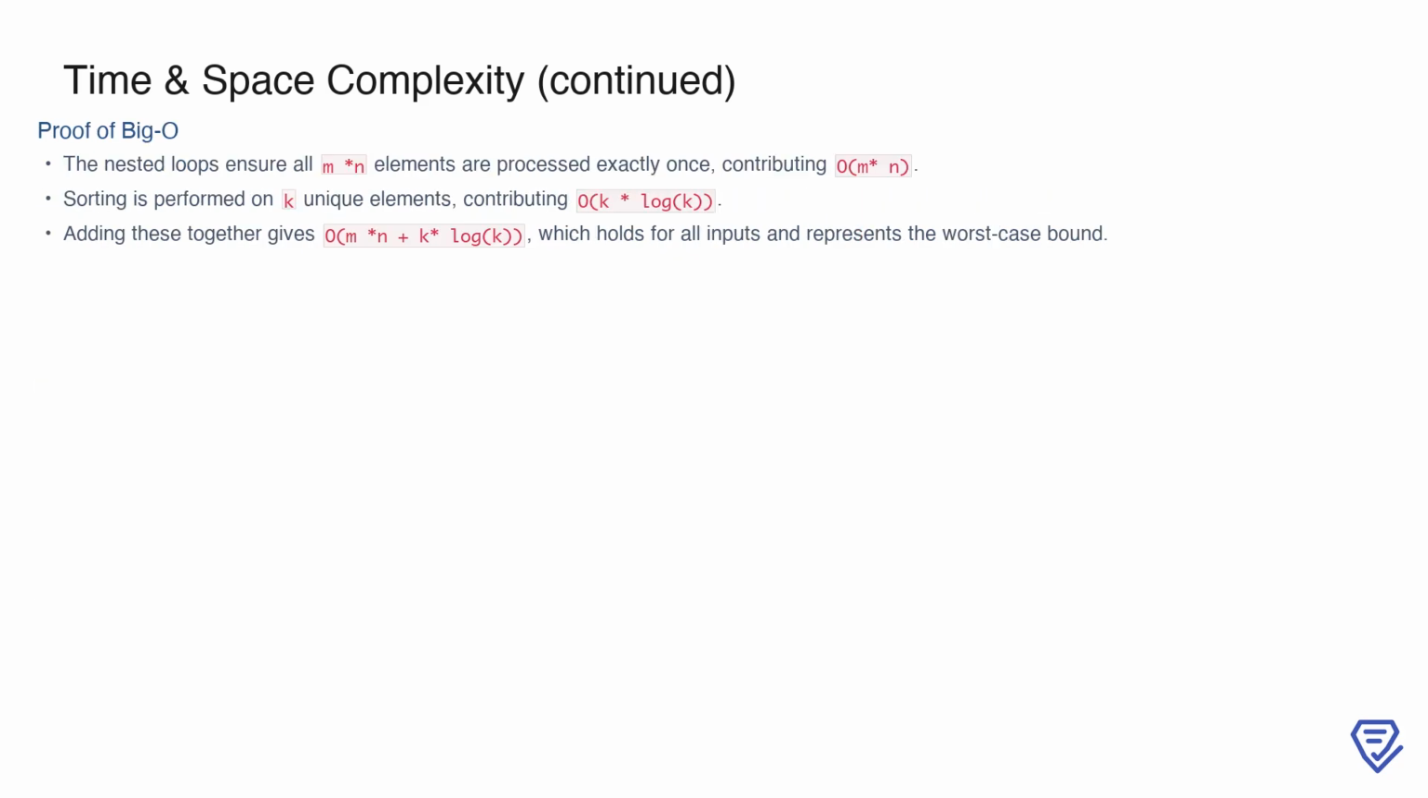Finally, let's verify the big O analysis. The nested loops ensure that every element in the matrix, exactly m*n elements, is processed once, contributing O(m*n) to the time complexity. Sorting the k unique elements in the dictionary adds k*log k. When we combine these two, the total time complexity becomes O(m*n + k*log k). This is a tight bound and accurately represents the worst-case scenario, as it accounts for all the operations performed by the solution. Thus, the analysis confirms that the solution consistently adheres to this upper bound, regardless of the input.